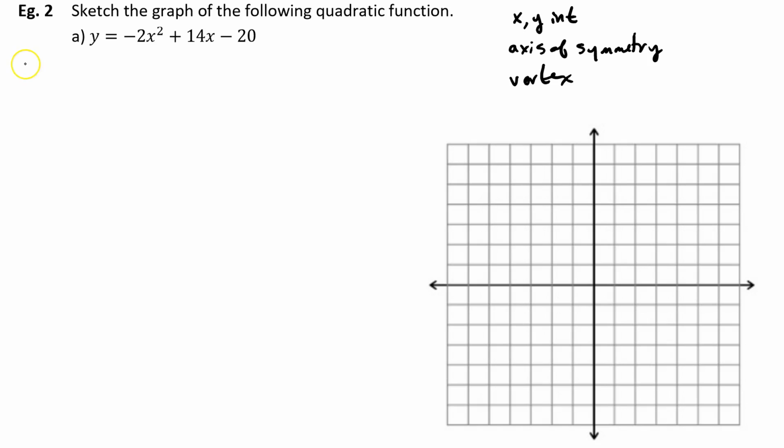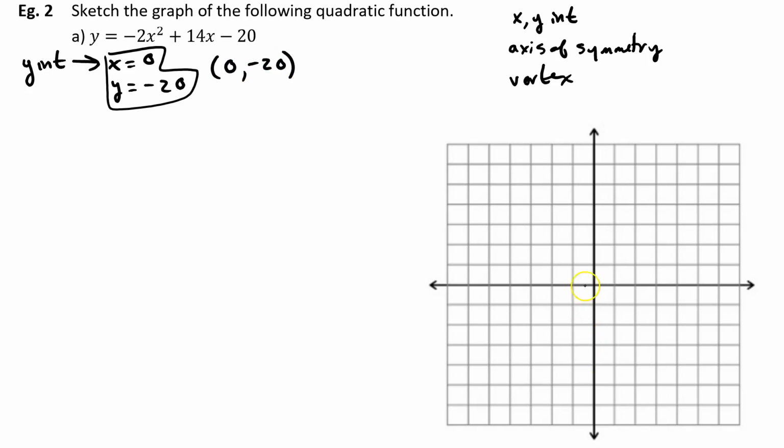First things first, our y-intercept, we substitute x equals 0. So then y is simply negative 20. If I were to say that as a coordinate point, that would be (0, negative 20). Now I'm not going to plot that right now because we don't know where the other points are, so we need to choose an appropriate scale for our graph, and we'll only do that when we have all the points that we need.